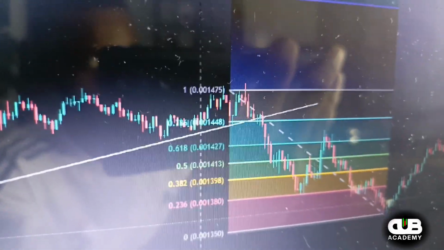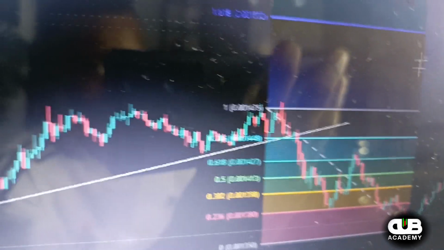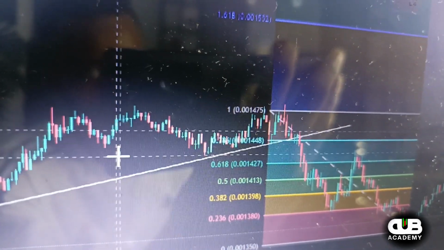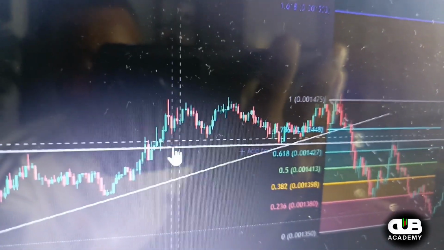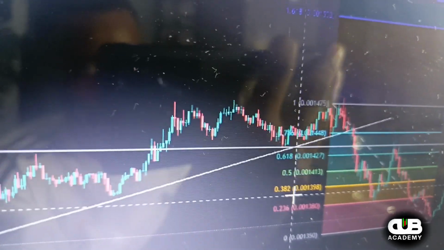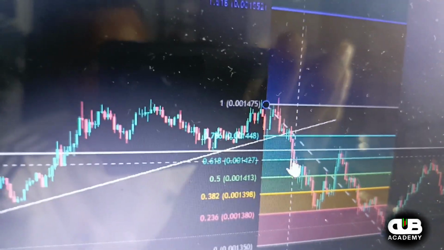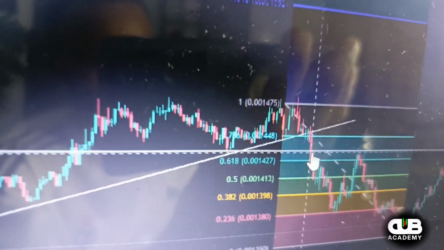Now, where do we have that support? We have it right here. This is the support right here. This was our previous support. But getting to this particular area right here, it broke out.